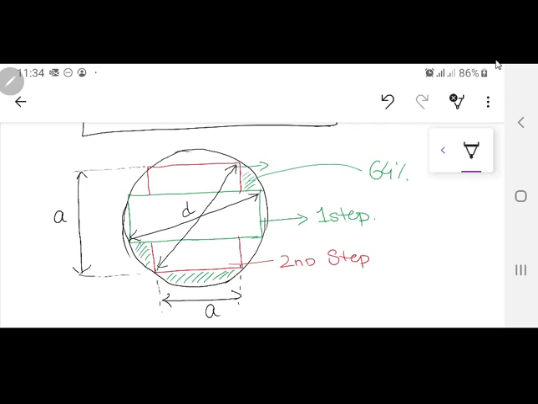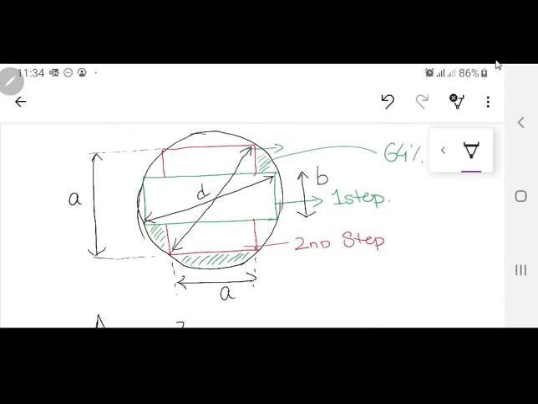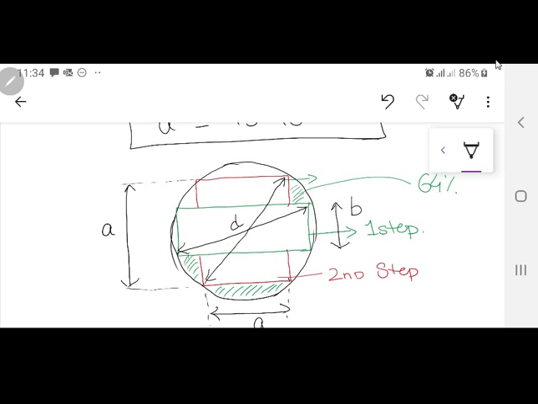Practically, this is not a complete circle like this. It's not to scale. Otherwise, if this is A, this has also to be A. So overall, what is this distance equal to? B. Now, based on this, can you tell me what is the total area formula of this two-step core? You have A, B and all that stuff over here. So who will tell me how much is the total area?